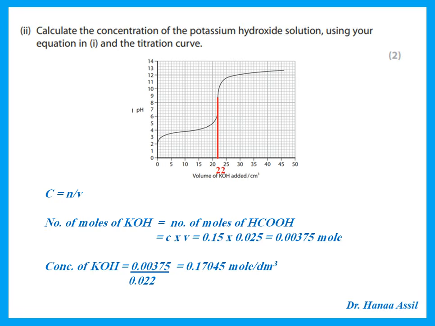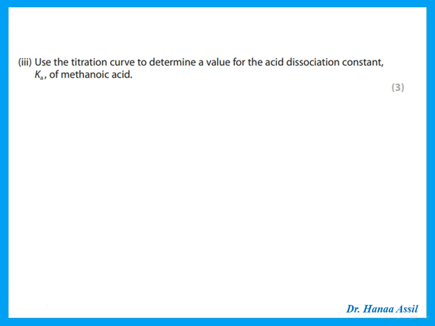Remember that the volumes that have to be included in all of these equations are in decimeter cubed. So the 22 is actually 0.022. Okay, use the titration curve to determine a value for Ka.